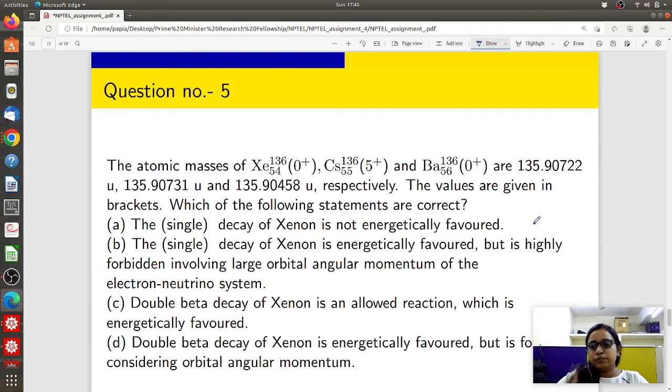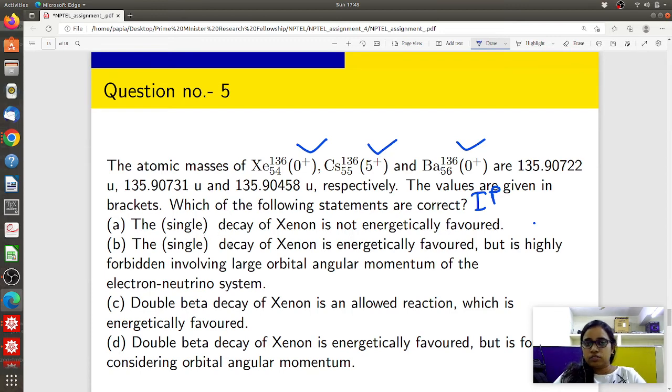Now coming to the fifth question. The fifth question is: the atomic masses of xenon, cesium and barium are given respectively. The values given in brackets are the values of I P, that means 0 plus, 5 plus and 0 plus. We already know what 0 plus and 5 plus are. So the values of I P are given in the brackets, and which of the following statements are correct? This is the question.